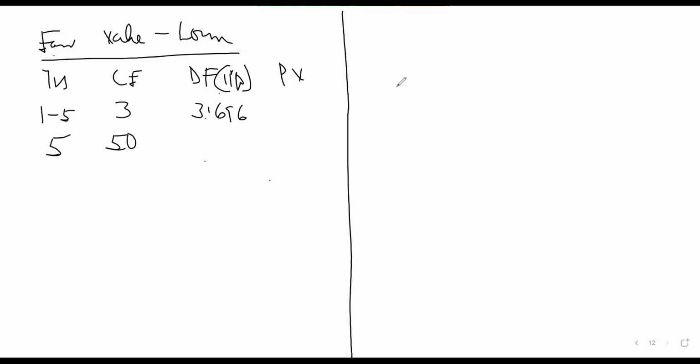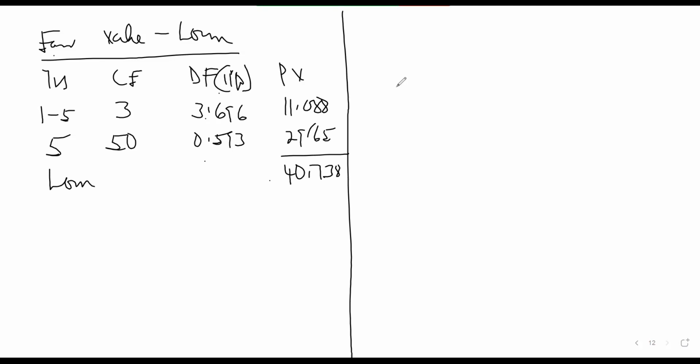Let's count to the discount factor. Multiply this one times 3. I'm having 0.593. Okay, multiply by 50. 29.65, plus 11.08. I'm having 40.738. Okay, so this will be the fair value of the loan.